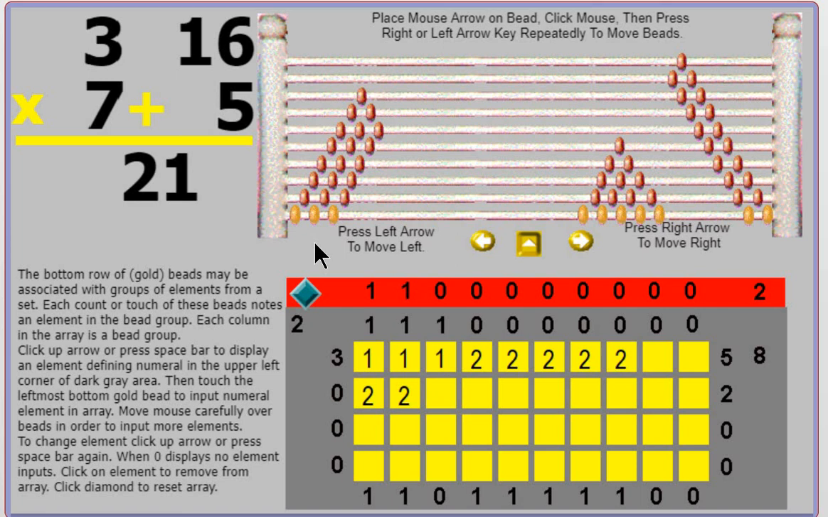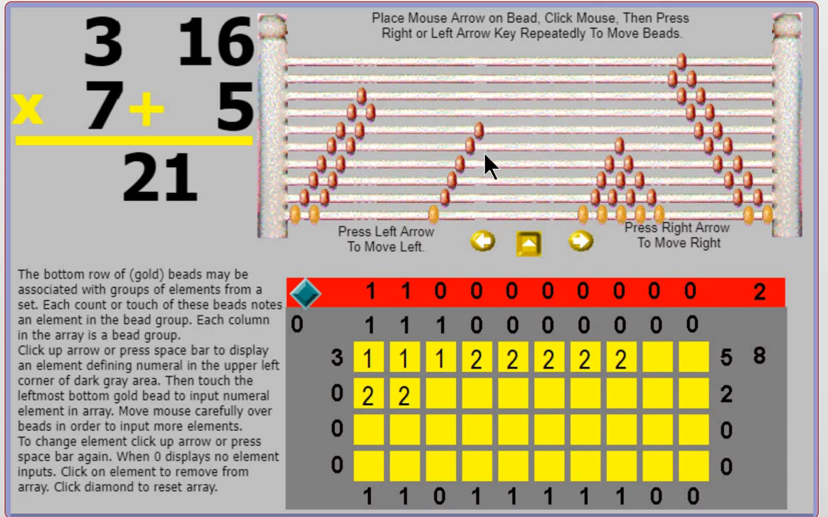And you can see there are two twos inputted in the first 2 columns. And then I'm going to click the third bead and press the right arrow to see that I get a line of beads which is 1 times 5.